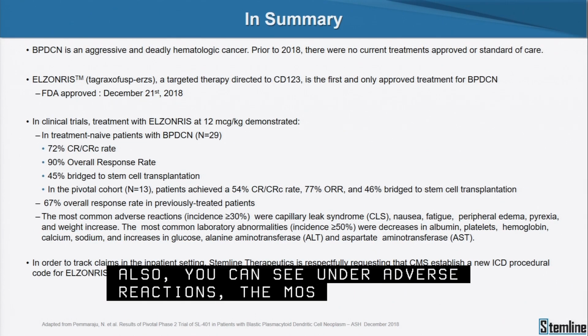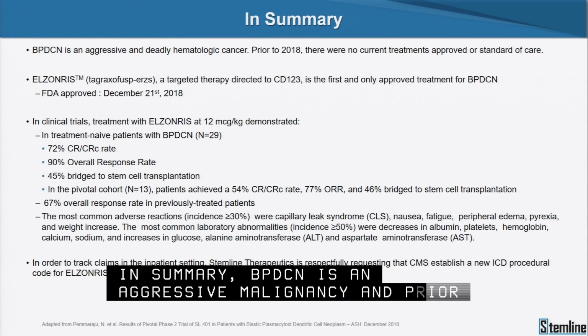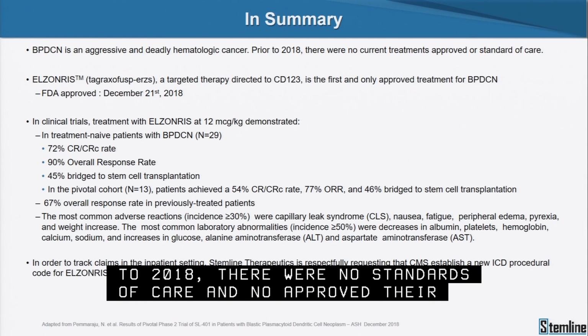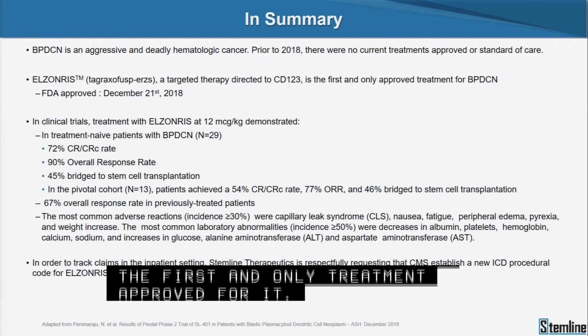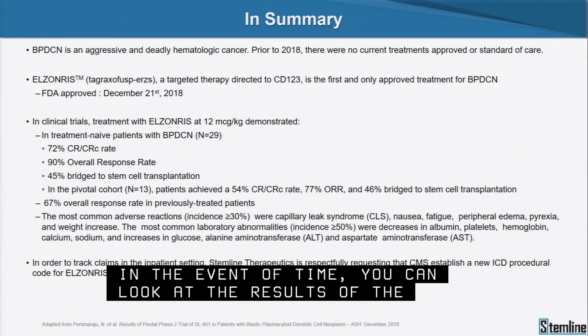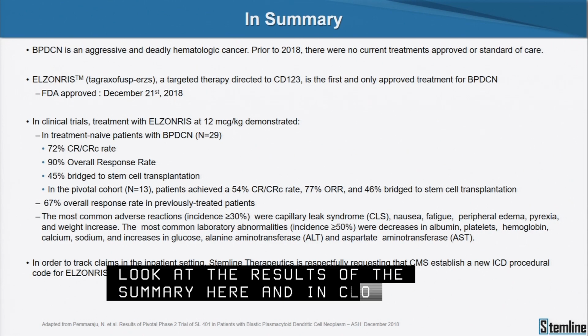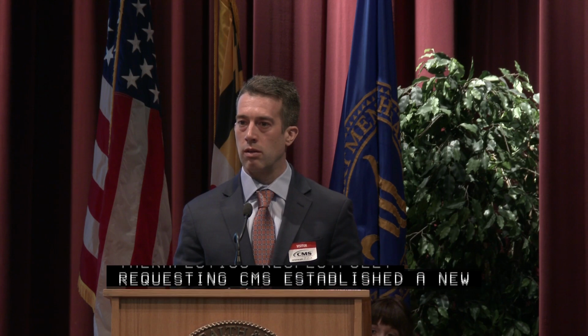So in summary, BPDCN is an aggressive malignancy, and prior to 2018, there were no standards of care and no approved therapies. Elzonris is a targeted therapy directed to CD123 and is the first and only treatment approved for BPDCN. In the event of time, you can look at the results of the summary here. And in closing, in order to track claims in the inpatient setting, Stemline Therapeutics is respectfully requesting CMS establish a new ICD procedural code for Elzonris. So with that, I'll open up for any questions.